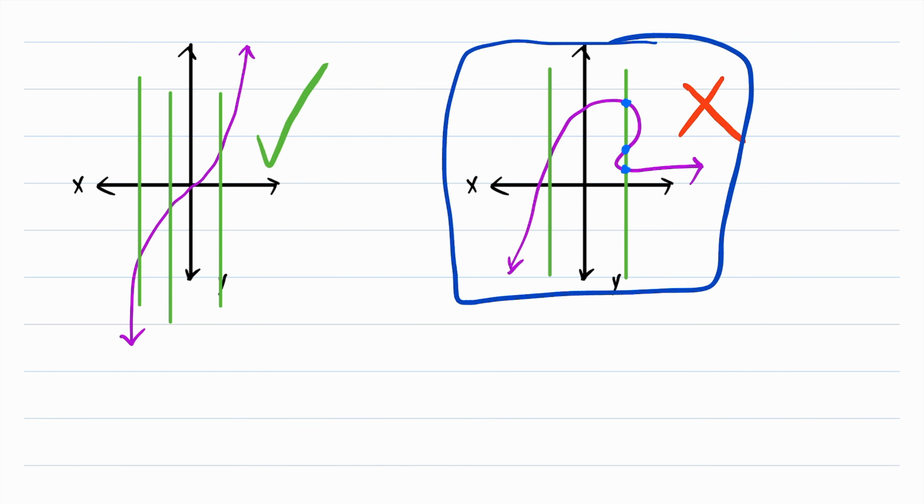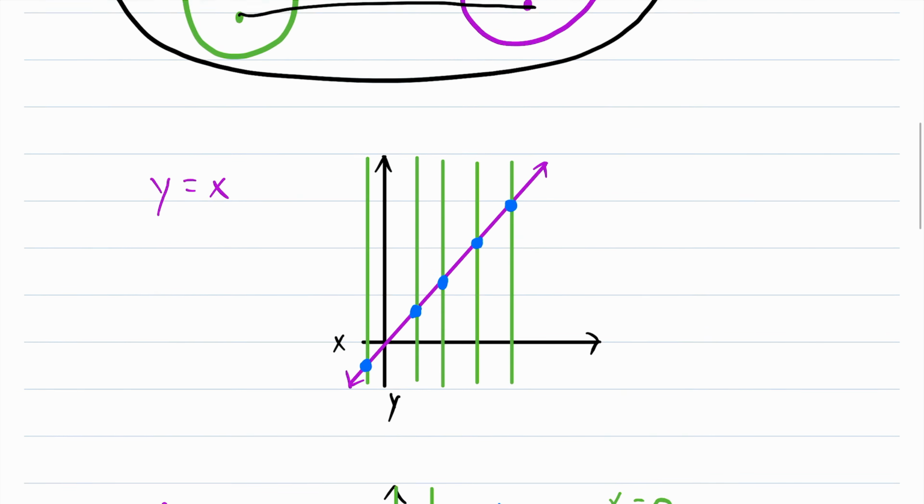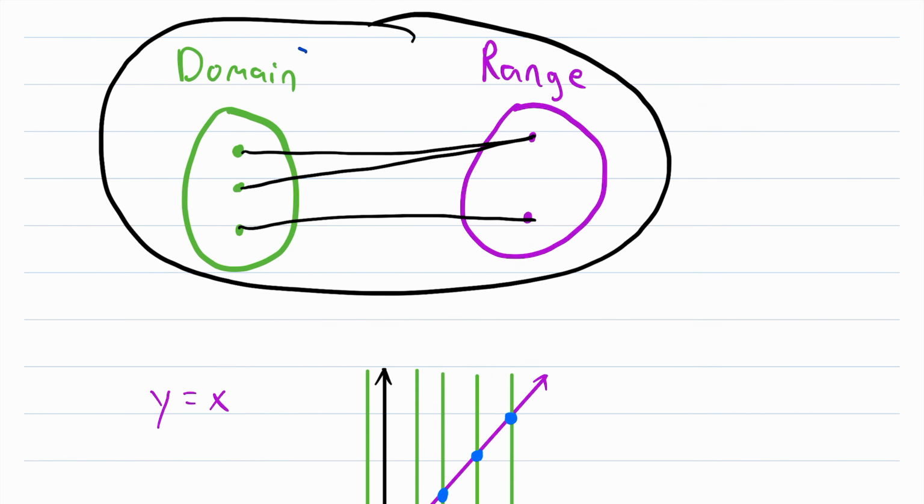Remember that the vertical line test is just testing to see if there is an element in the domain of the relation that is related to more than one element in the range. If no element in the domain is related to more than one element in the range, then it passes the vertical line test and is a function.